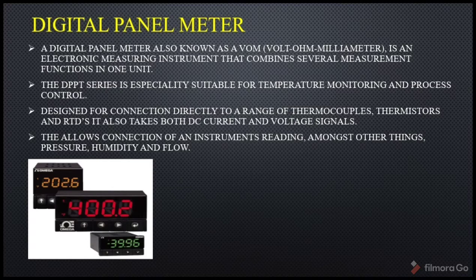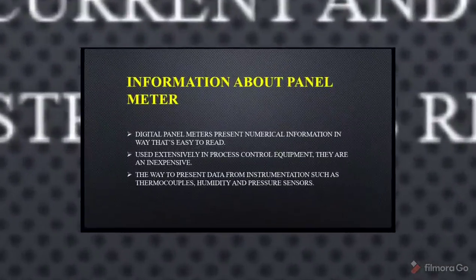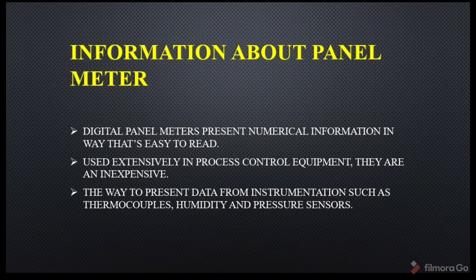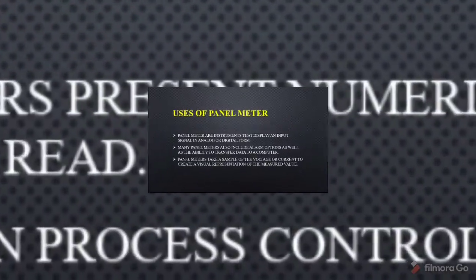It works on both DC current as well as voltage signal. The DPPT series is suitable for temperature monitoring and process control. Digital panel meters show the reading in a numerical way which is easy to understand. It is used to present data for instrumentation such as thermocouples, humidity and pressure sensors.